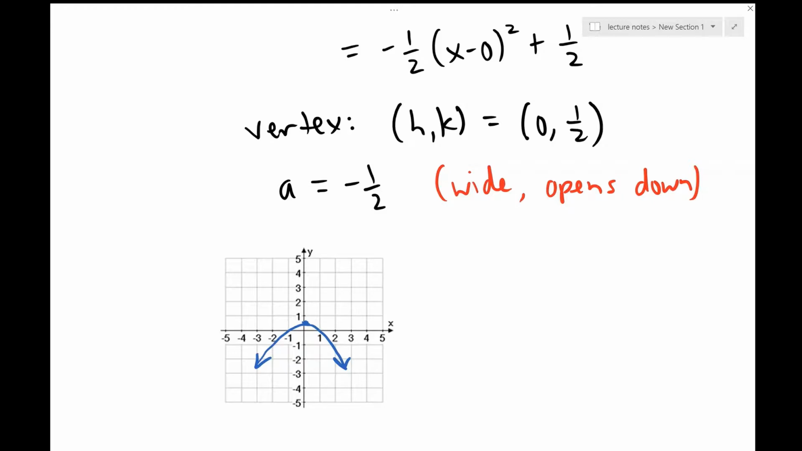But the key thing to realize here is that when you have just an x squared term and it's not followed by an x term, just think of that as being x minus 0 squared. So you can go straight to writing it in the vertex form, identify the coordinates of the vertex, and go from there.